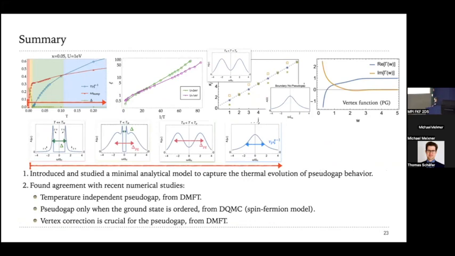And this is a summary of my talk. I introduced and studied a minimal analytical model to capture the thermal evolution of pseudogap behavior, and we found agreement with various numerical studies. Thank you.